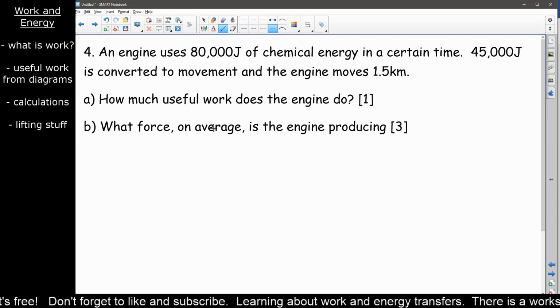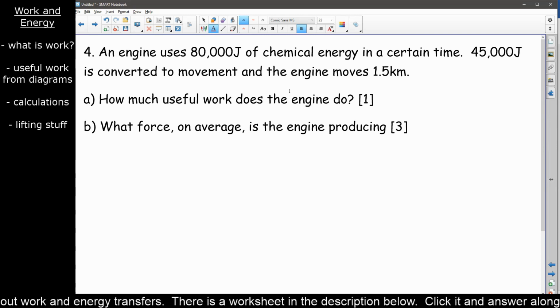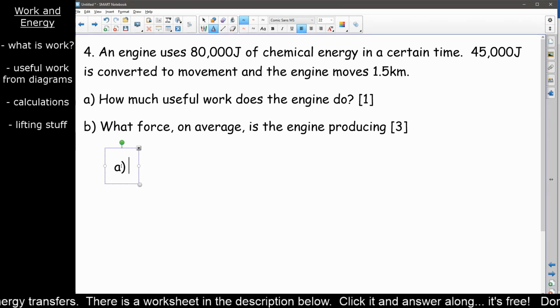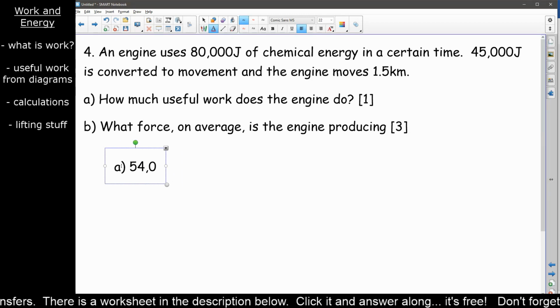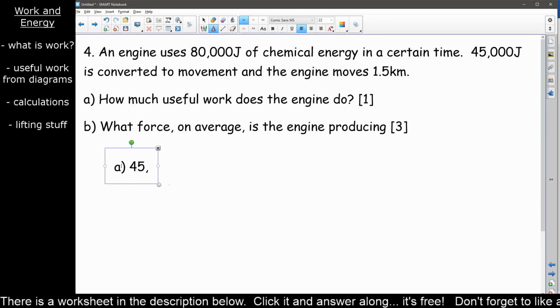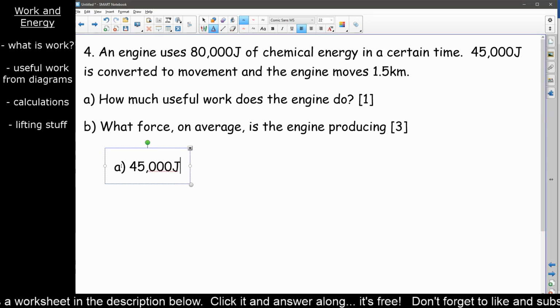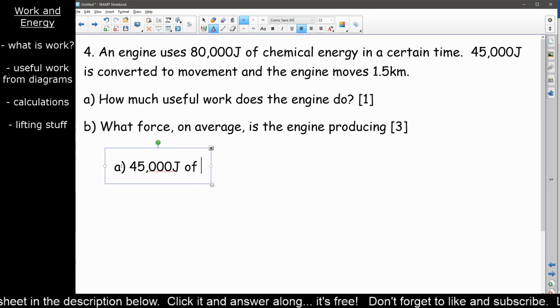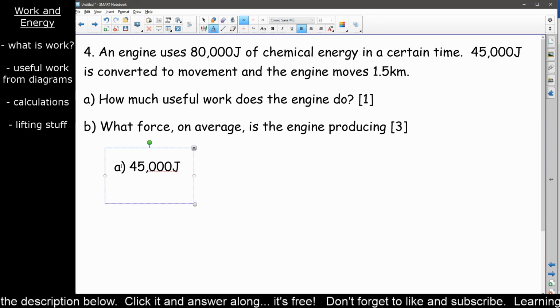Right, and then finally, an engine uses 80,000 joules of chemical energy in a certain time. 45,000 joules is converted to movement and the engine moves 1.5 kilometers. Now it's safe to assume that an engine causing movement that actually does move is exactly what we mean by useful. So we can start by asking how much useful work does the engine do. There's only 1 mark here. What is useful out of this? It's the 45,000. 45,000 joules of movement. So it's just 45,000 joules.